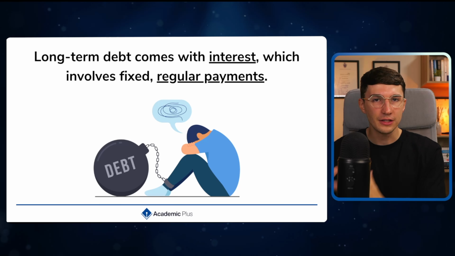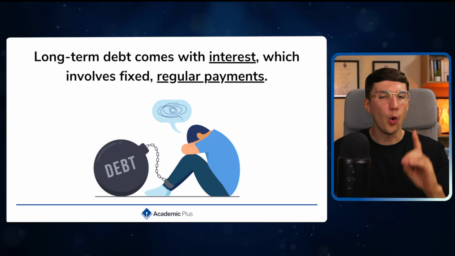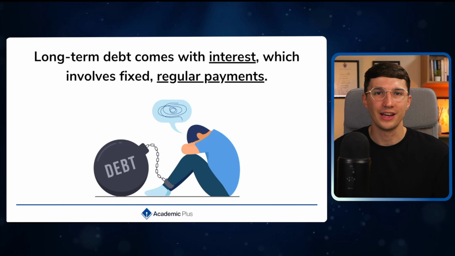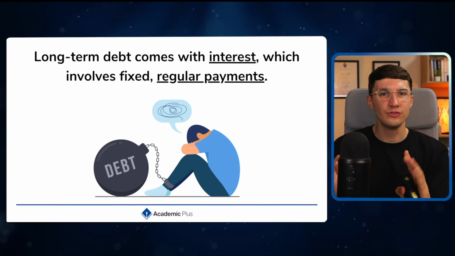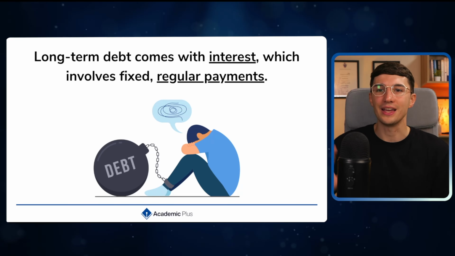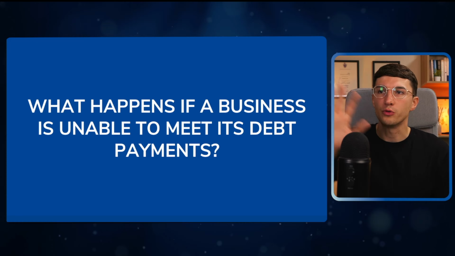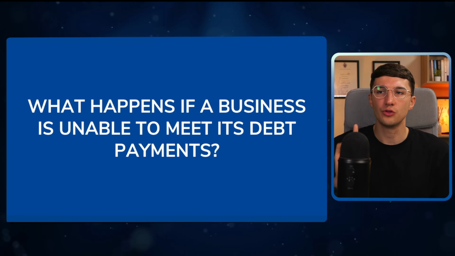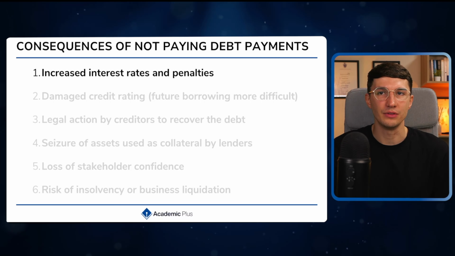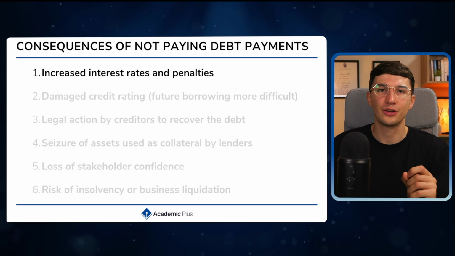Now, these can be fixed payments. We can have a fixed interest rate, or we can have a variable interest rate. So typically, the more debt we get into, the more interest that we have to pay. Now, the question becomes, what happens if a business is unable to meet its debt payments? Well, there's a couple of different things that could happen.